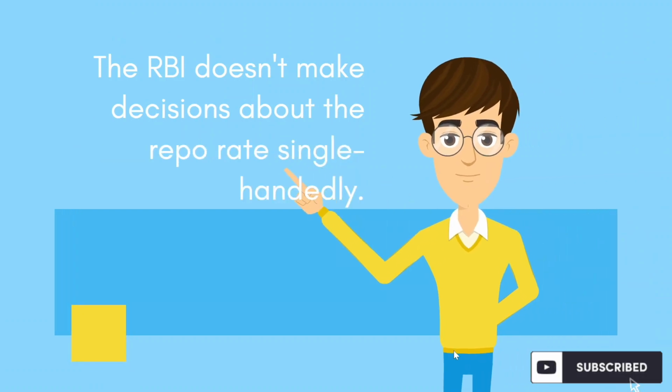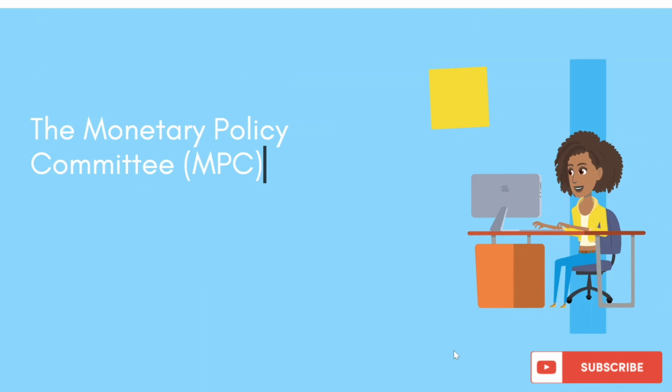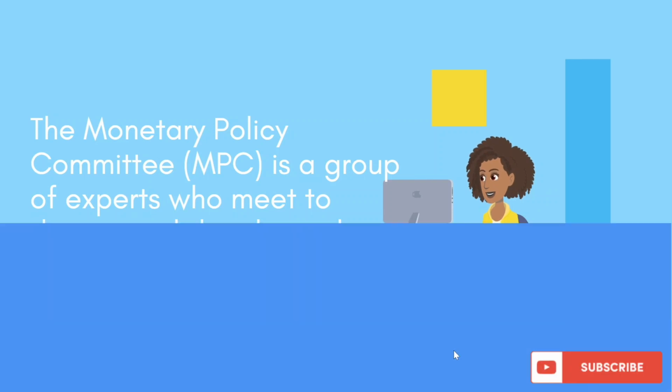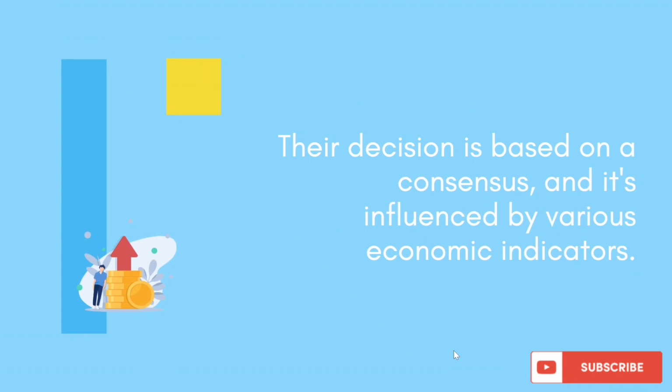The RBI doesn't make decisions about the repo rate single-handedly. The Monetary Policy Committee, MPC, is a group of experts who meet to discuss and decide on the repo rate. Their decision is based on a consensus, and it's influenced by various economic indicators.